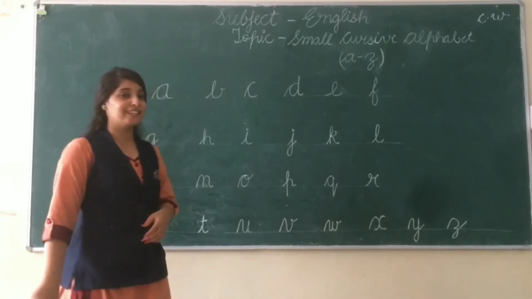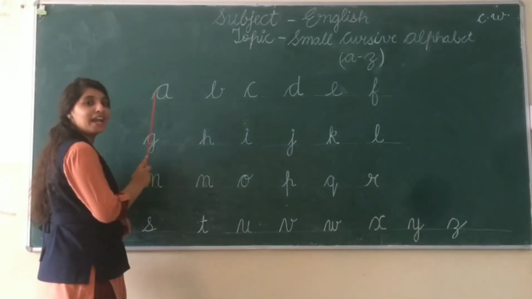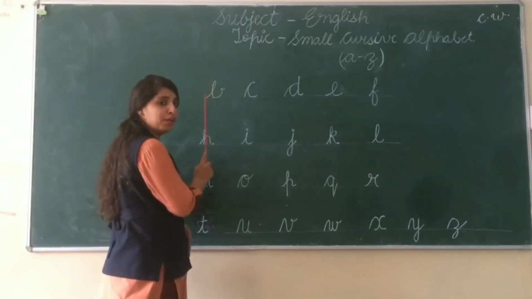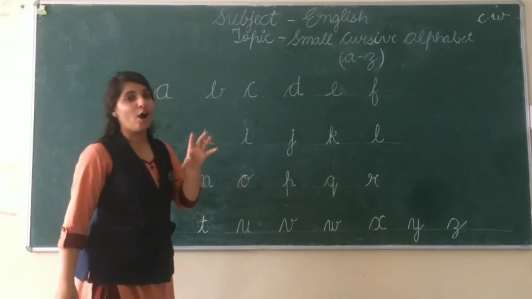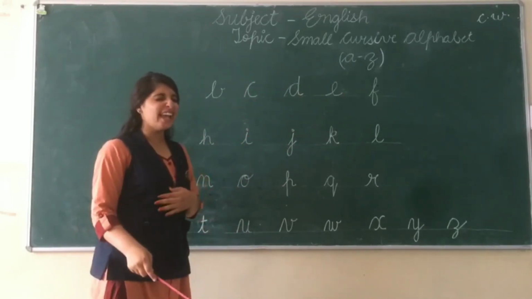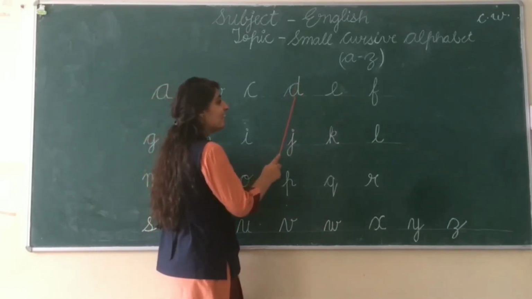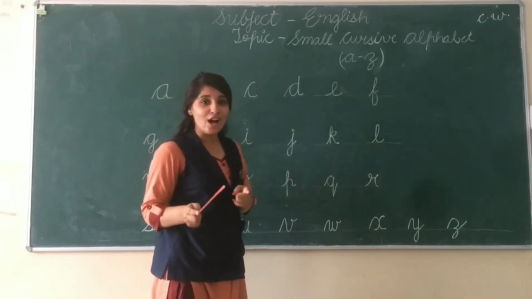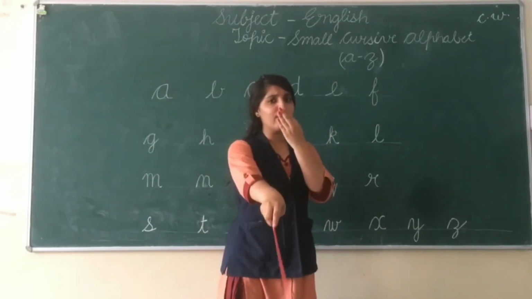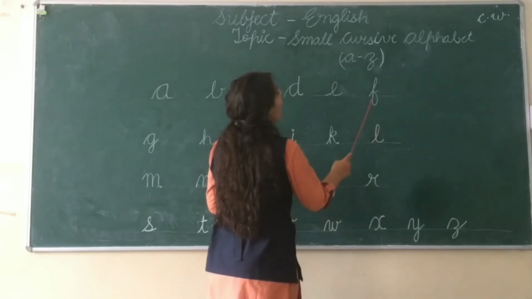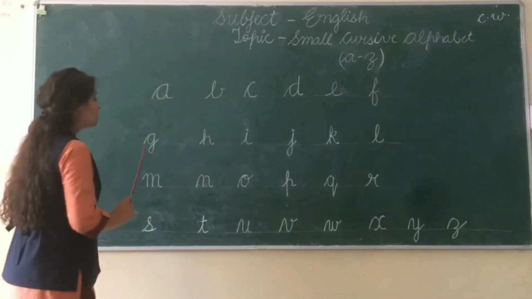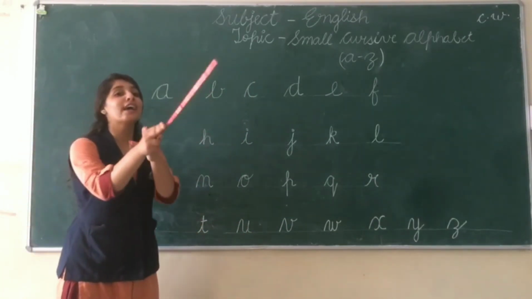Shall we repeat? A. A for apple. B. B for ball. C. C for cat. D. D for dog. E. E for elephant. F. F for fish. G. G for gun.